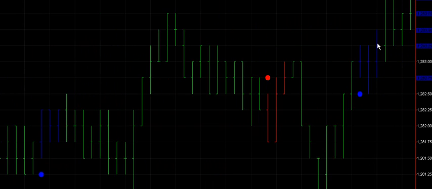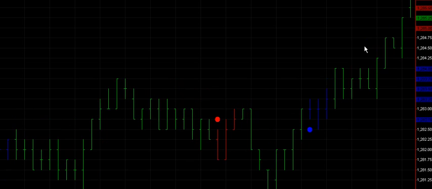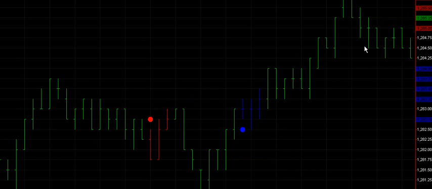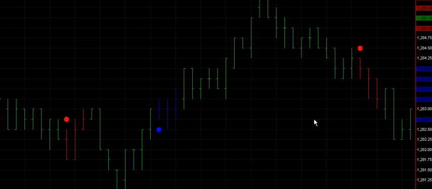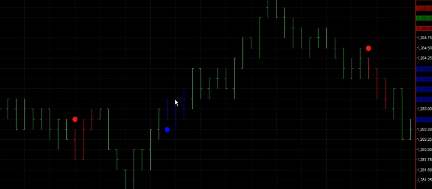Here's a long. Another winner. And let's see if we can, no, very nice winner. Let's see if we can find one more here. Here's a short, and one more winner. So within the first hour of the day, we had 7 or 8 trades. One of them lost. These are very typical results you're going to see with the tick trader methods.